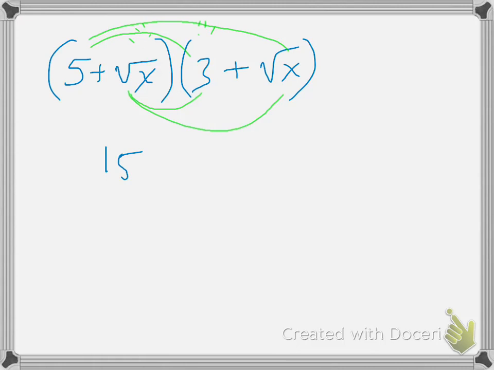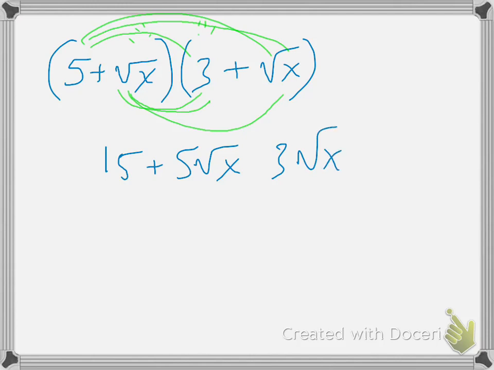Now let's do the O, the outers. The 5 times the square root of x, which is just 5 times the square root of x. Now we need a sign here. That's plus, because everybody's positive here. So we're halfway done. Now let's do the inners. Square root of x times 3. And that just gives you 3 square root of x. Again with the plus. And then last but not least, the last term. Square root of x times square root of x, which is the square root of x squared, which is just x.